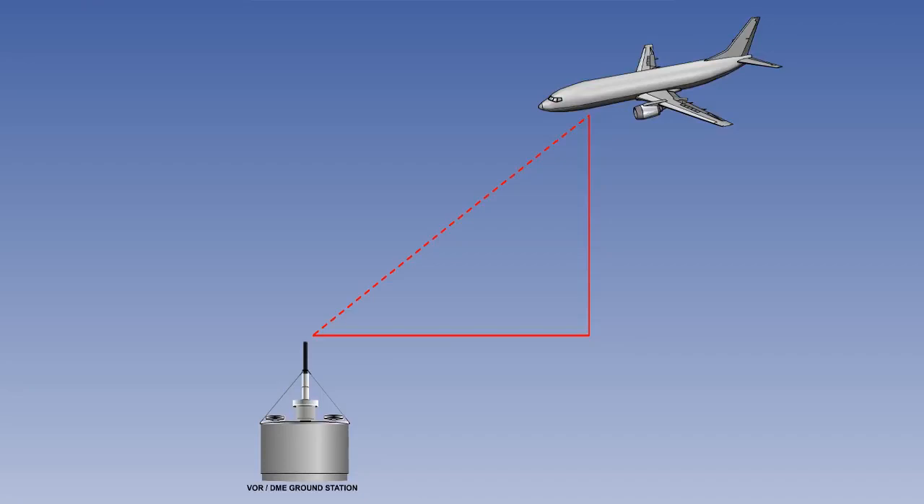Let's consider an example. Say the height of the aircraft is 18,240 feet above the ground. If we divide the height by 6,080 feet, this gives us 3 nautical miles. Say the slant range is 5 nautical miles. This is a simple 3-4-5 triangle, and so the plan range is 4 nautical miles in this case.